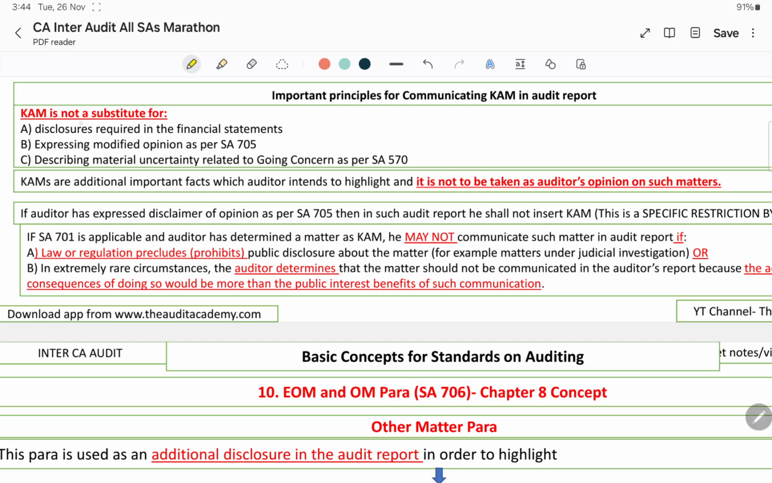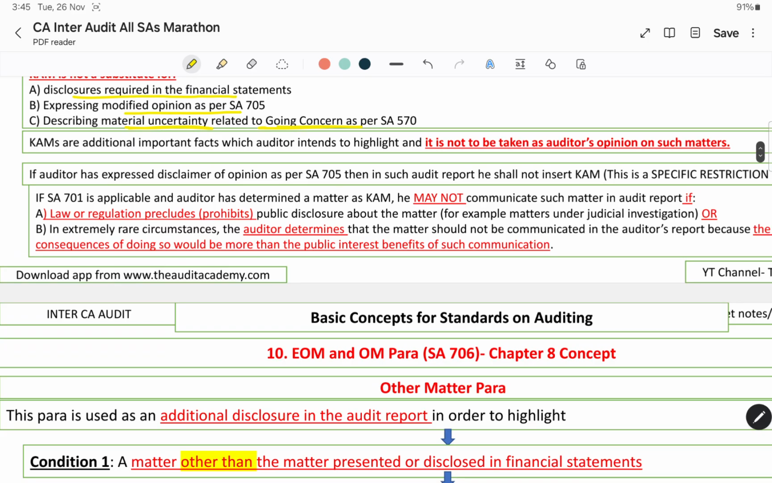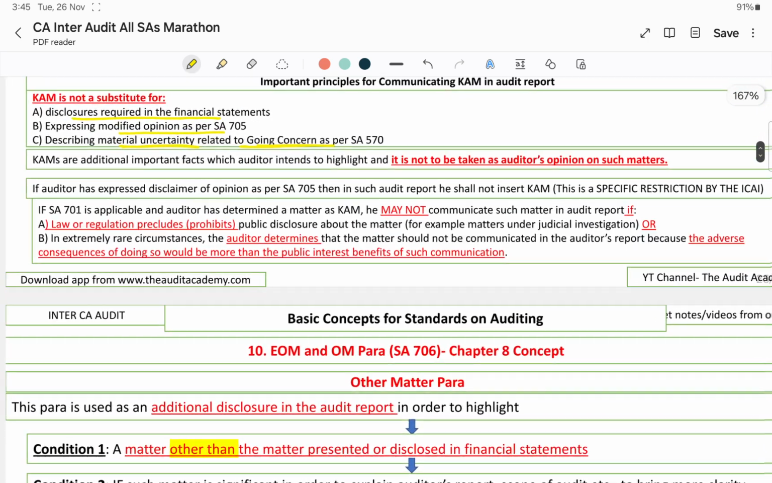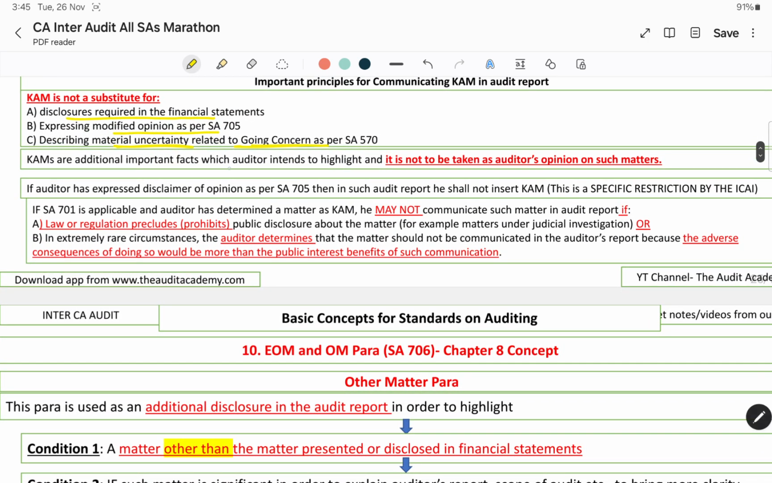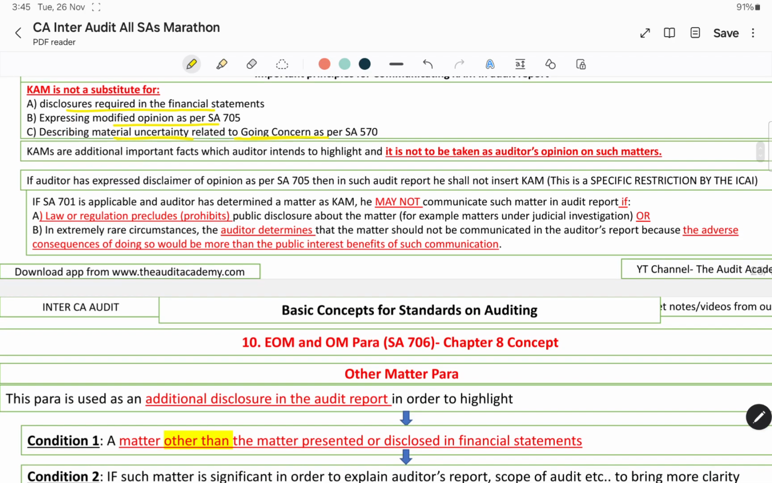Important principles for communicating key audit matter in audit report. Key audit matter is not a substitute for disclosures required in the financial statement, for expressing a modified opinion as per SA 705, and for describing material uncertainty relating to going concern as per SA 570. Key audit matters are additional important facts which the auditor intends to highlight, and they are not to be taken as the auditor's opinion on such matter.